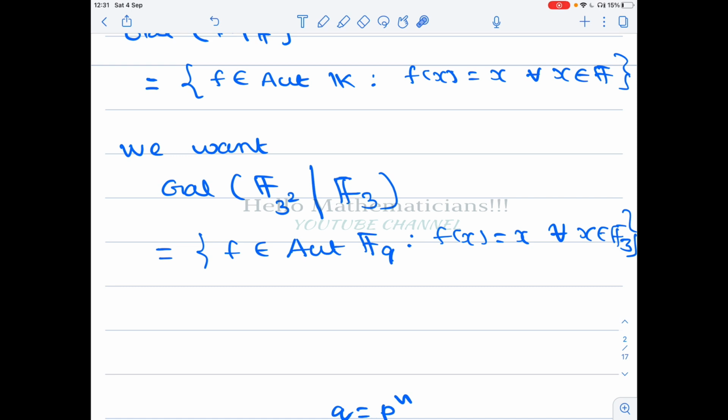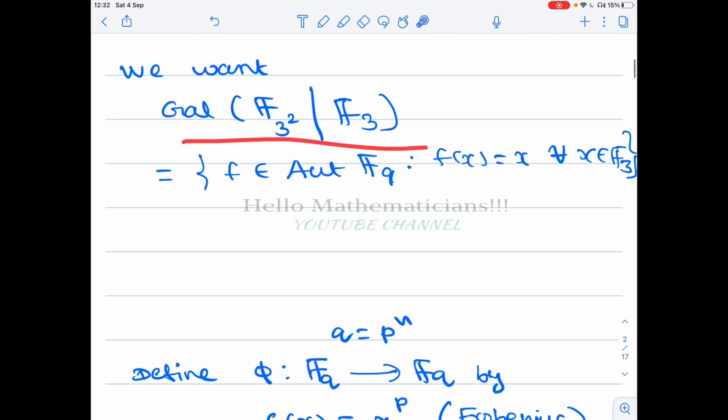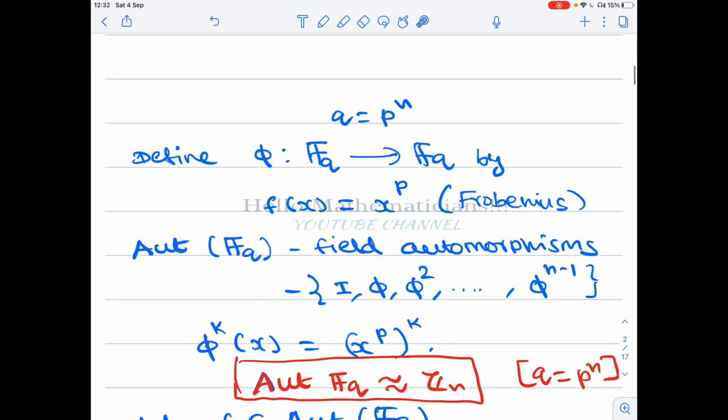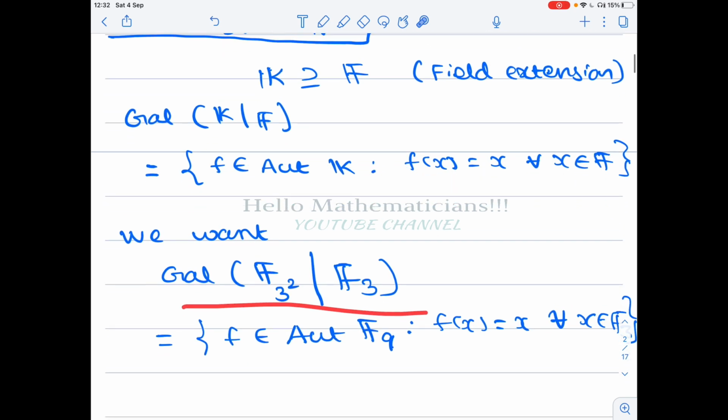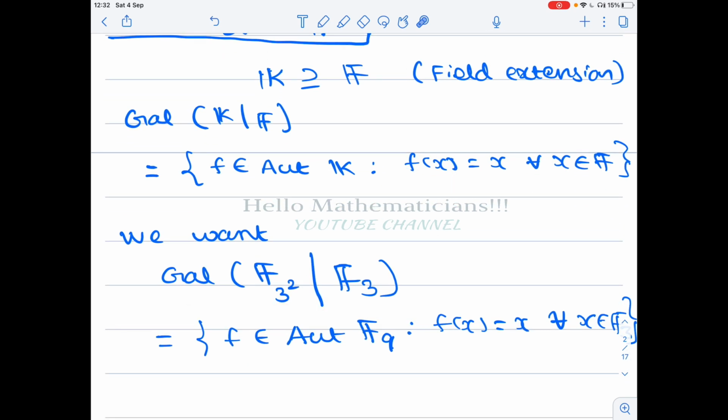So this is what we want now: the Galois group of F3 square over F3. Now let's see what it is. The Galois group of F3 square over F3 consists of automorphisms of F3 square satisfying certain conditions.